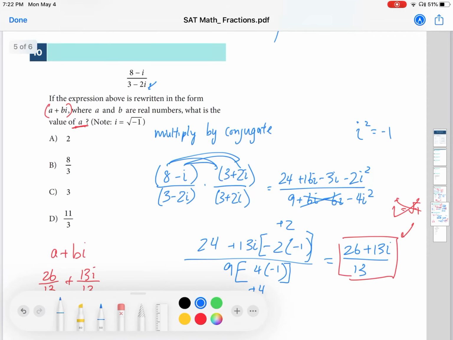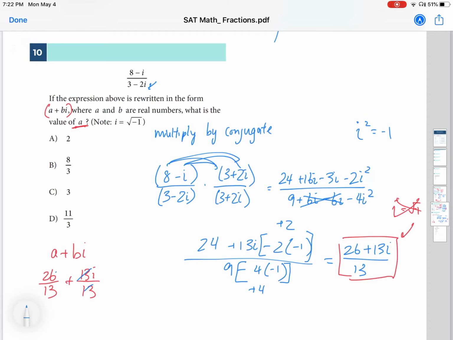So here I do that, and I notice that these will cancel out pretty nicely, 13 over 13, and 26 divided by 13 just happens to be 1. So the simplified version of 26 over 13 plus 13 over 13i is simply 2 plus i. And if I follow my formatting here, that means that a is equal to 2, and b is actually equal to 1. It's not written there because anything times 1 is itself. We don't write the ones when we're multiplying, but b does equal 1, and in terms of the question, a equals 2.